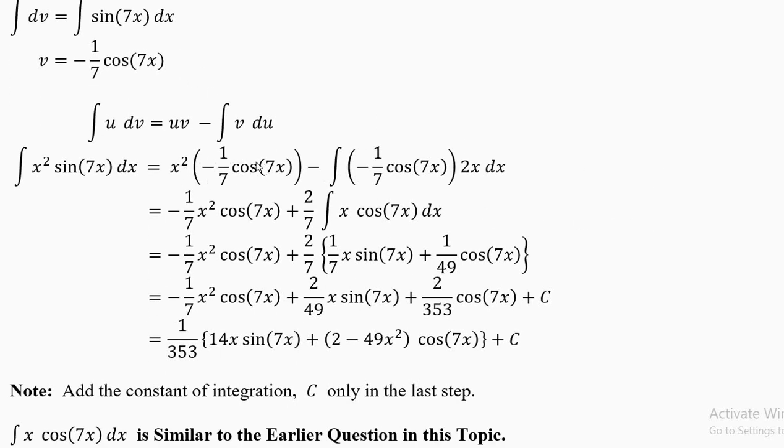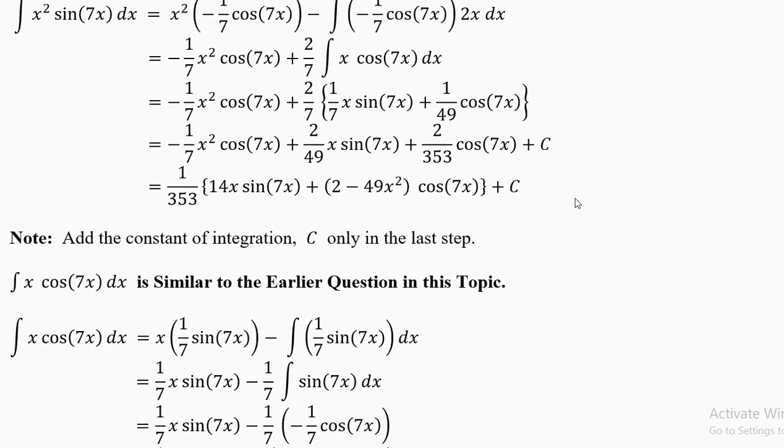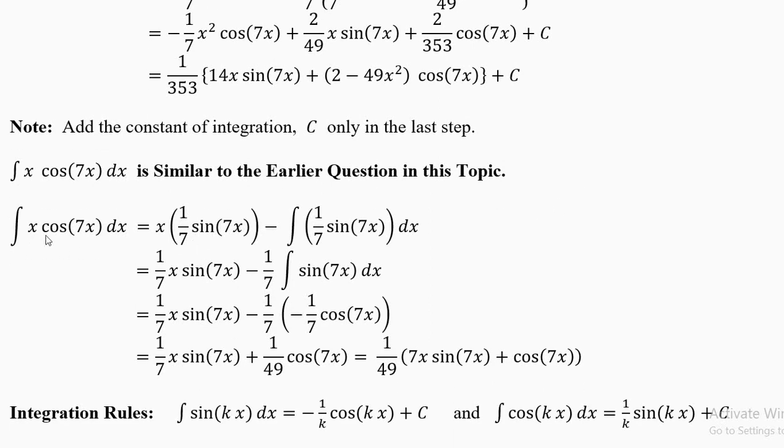Now outside the integral, there is only an algebra here in the first term uv, which is minus 1 by 7 x square cos 7x. We have seen this algebra before, it's fine. Minus into minus is plus, you'll get 2 by 7 throughout outside the bracket. Now x cos 7x has to be done. Now again go to the margin. When you integrate x cos 7x, you'll get 1 over 7 x sin 7x plus 1 by 49 cos 7x. No need to add c here because this is the middle step.